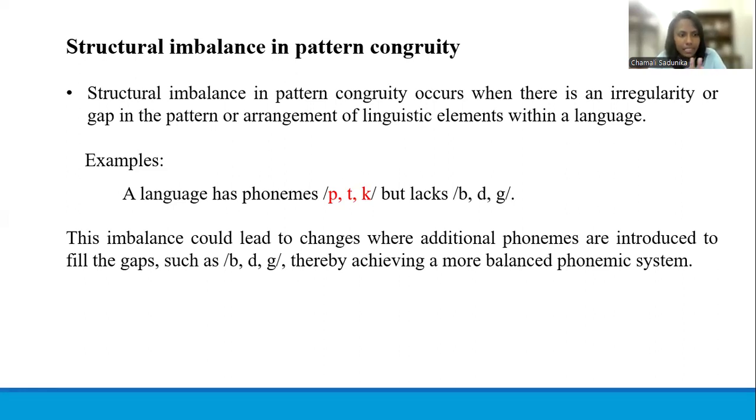For example, phonemes /p/, /t/, /k/. The language has phonemes /p/, /t/, /k/, but lacks /b/, /d/, /g/. This imbalance could lead to change where additional phonemes are introduced to fill the gaps, such as /b/, /d/, /g/, thereby achieving a more balanced phonemic system. So we move to our next principle, this final one.